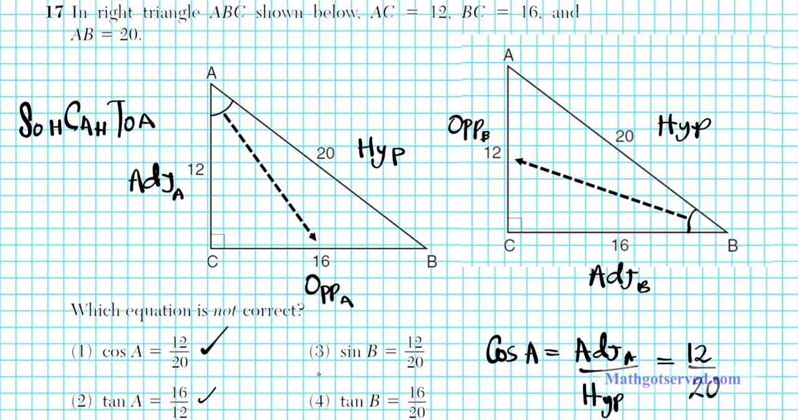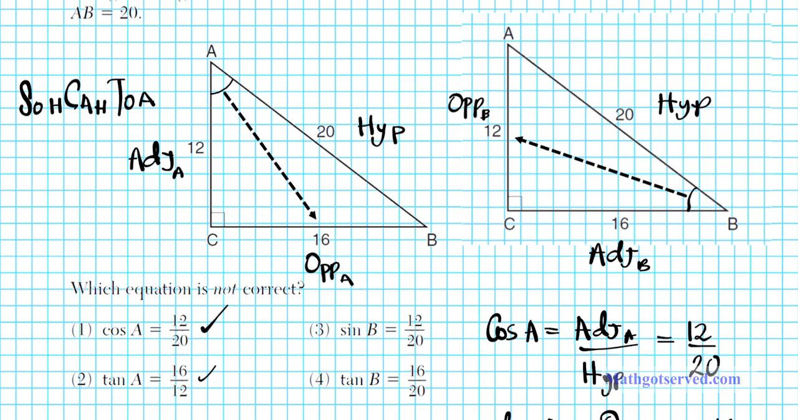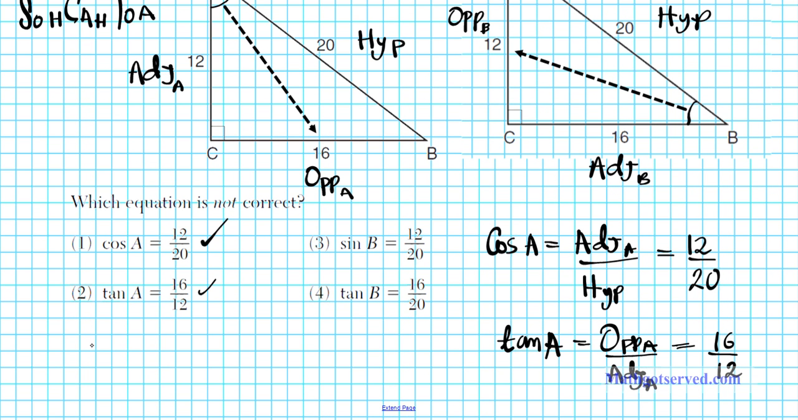Now let's shift to the two ratios where angle B is the reference angle. Let's start with sine B. Sine in SOHCAHTOA is the SOH piece. SOH means opposite for angle B divided by hypotenuse. Our opposite for angle B is 12, and the hypotenuse is 20. So opposite over hypotenuse, we have 12 over 20. And that is correct, so option three is correct too.